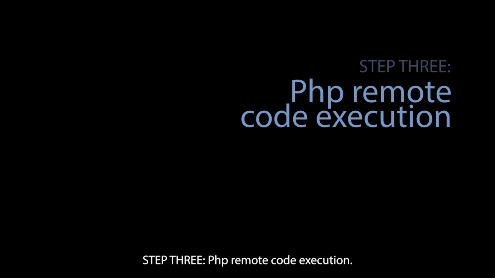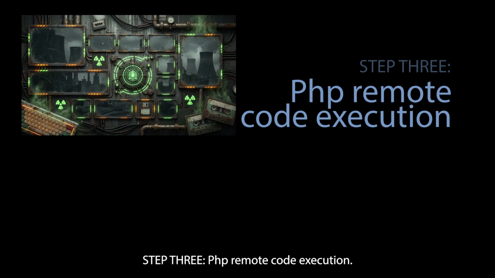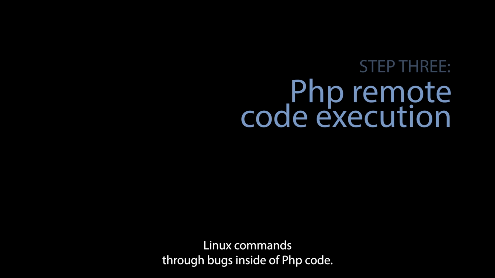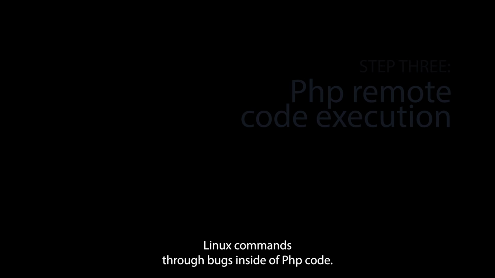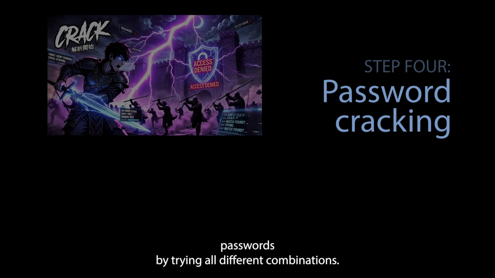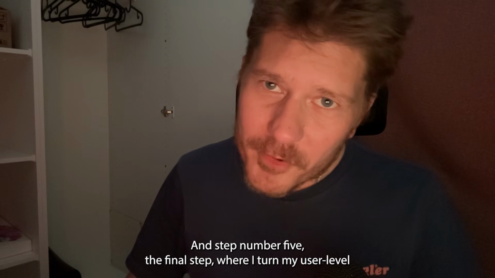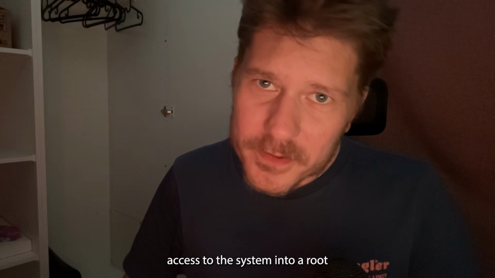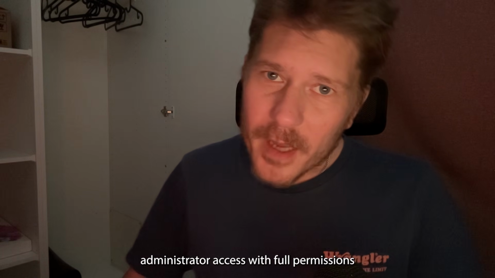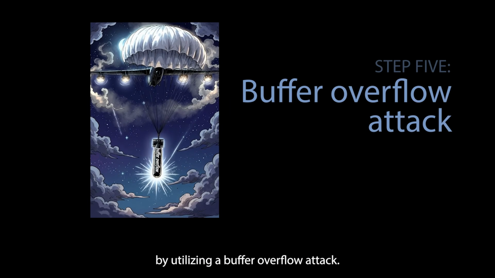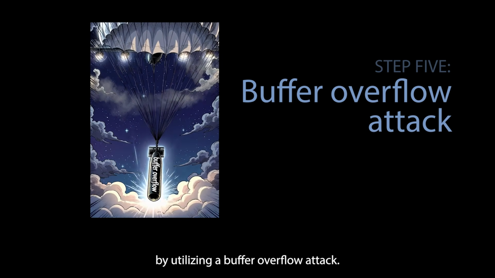Step number 3. PHP remote code execution. I use this method in order to be able to send Linux commands through bugs inside of PHP code. Step number 4. Password cracking. This is the method for cracking the encrypted passwords by trying all different combinations. And step number 5, the final step, where I turn my user level access to the system into a root administrator access with full permissions by utilizing a buffer overflow attack.